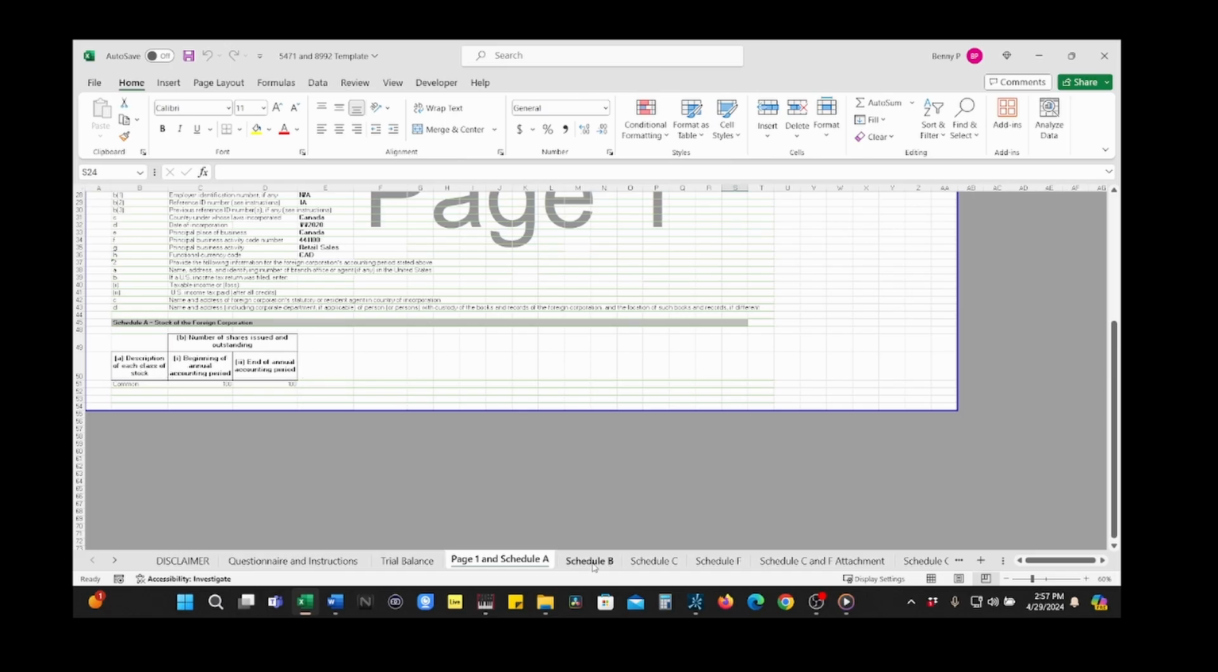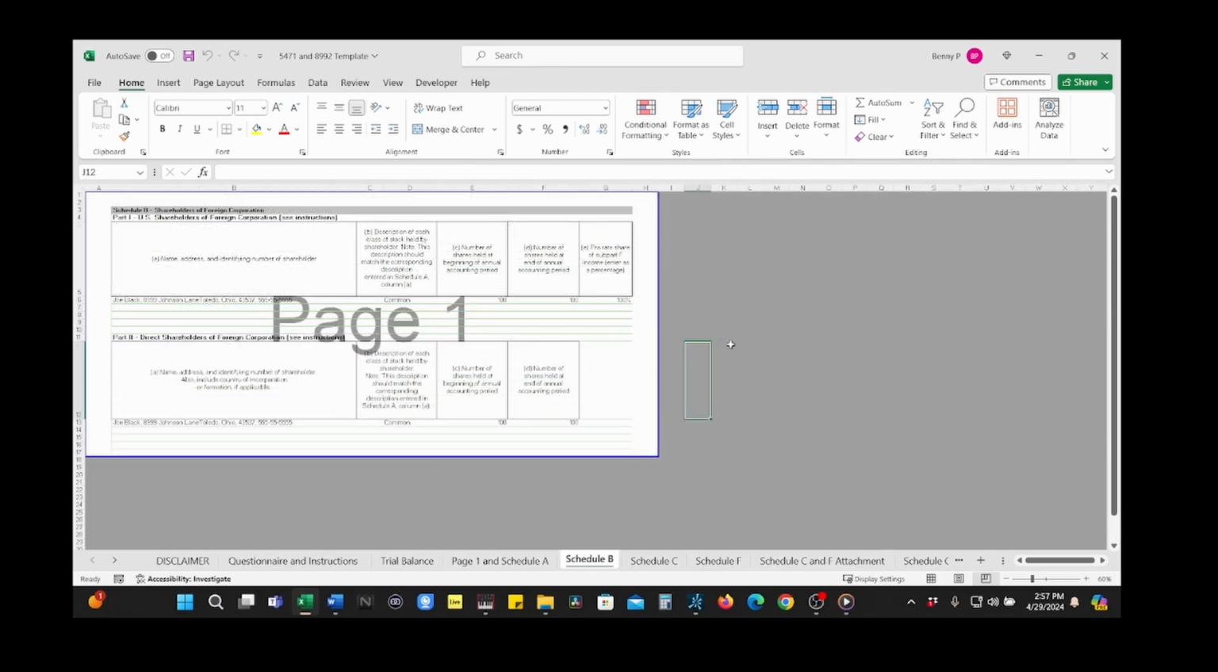Moving on to Schedule B, in Part 1, you have to show the U.S. shareholders, which again are the 10% U.S. owners of the foreign corporation. In Part 2, you have to show all the direct owners of the foreign corporation, whether or not they are U.S. or foreign. In our example, because Joe Black is both a U.S. shareholder and a direct shareholder, he is listed in both Part 1 and Part 2.